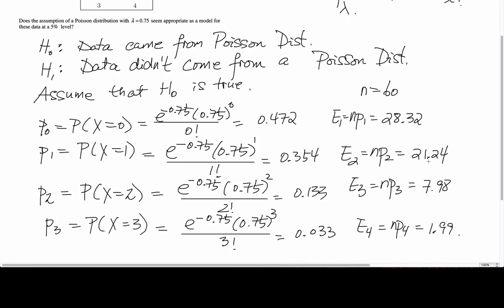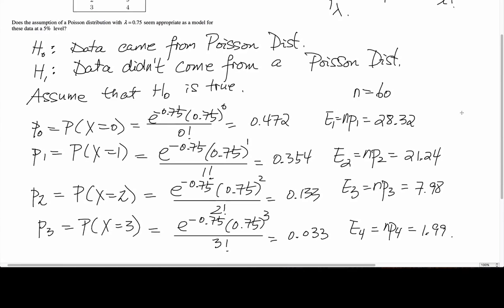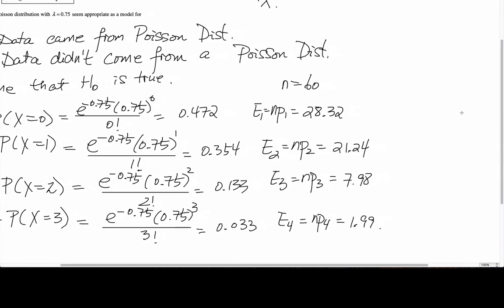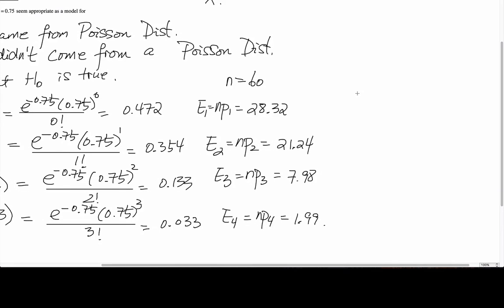And we're going to compare these against our observed frequencies. Let's just write the observed frequencies here, just to remind everyone. The observed frequencies are 32, 15, 9, and 4. And these are my O1, O2, O3, and O4.